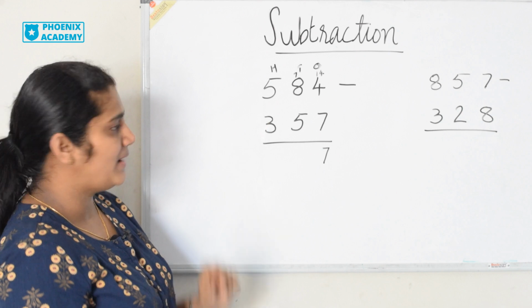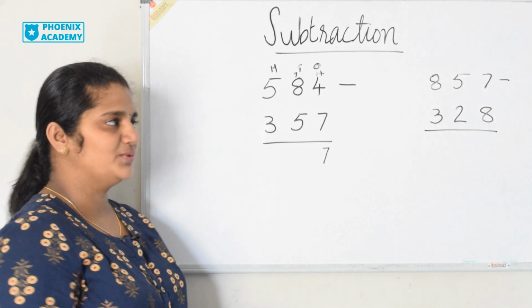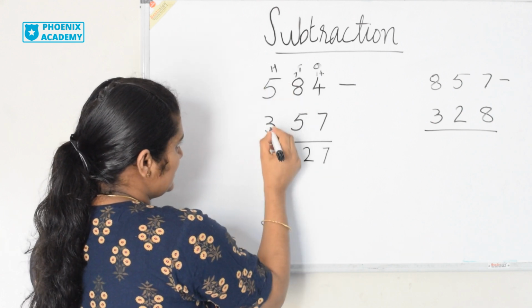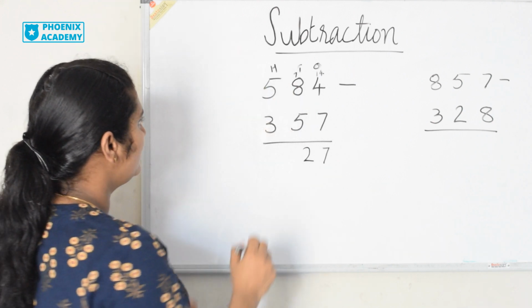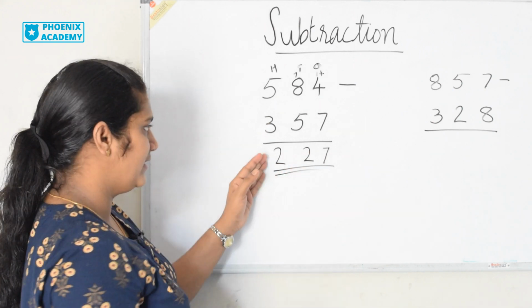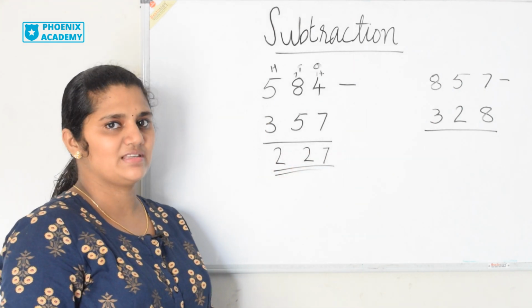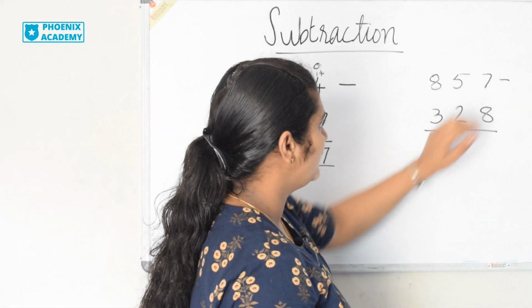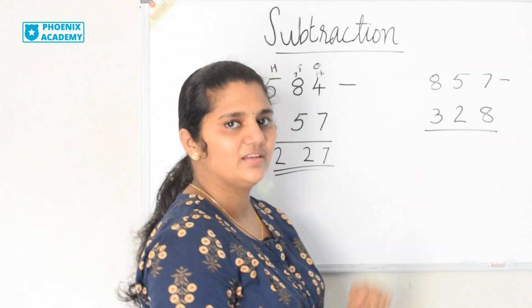What is 7 minus 5? 2. Then subtract hundreds. 5 minus 3, 2. So the difference is 227. Let's try this example. 857 minus 328.